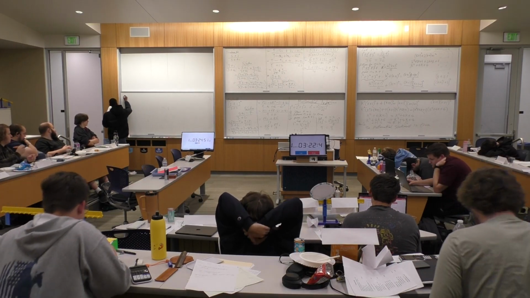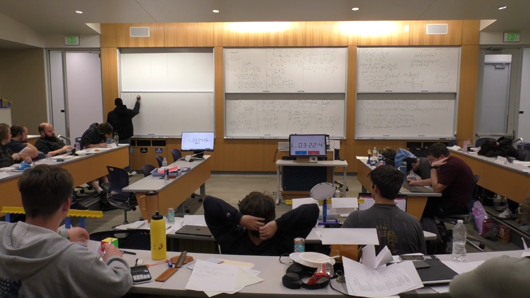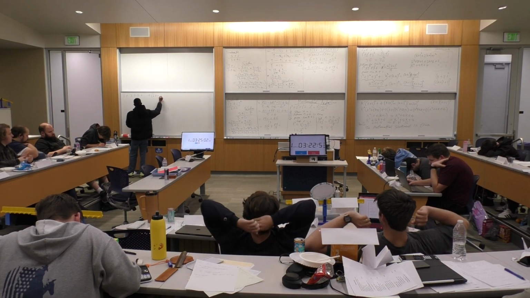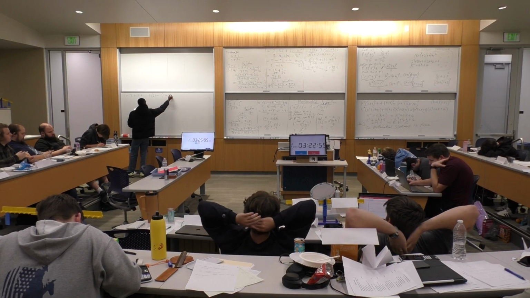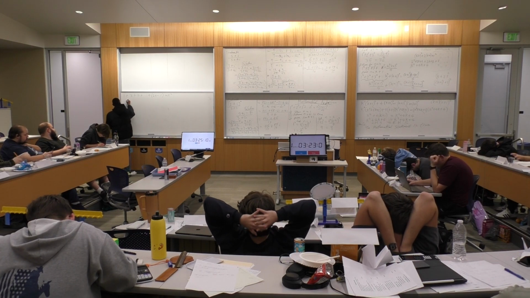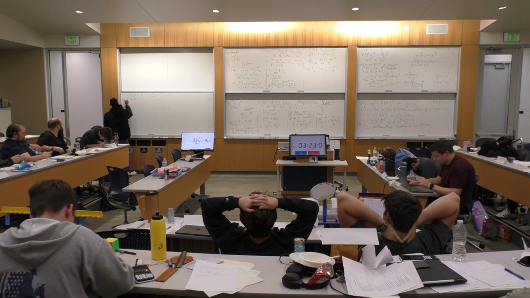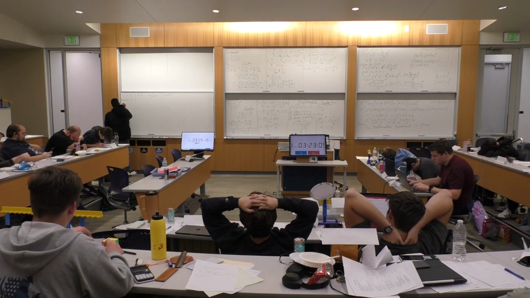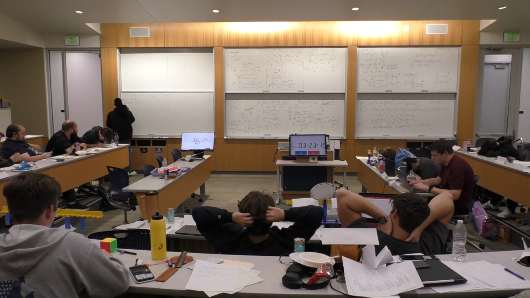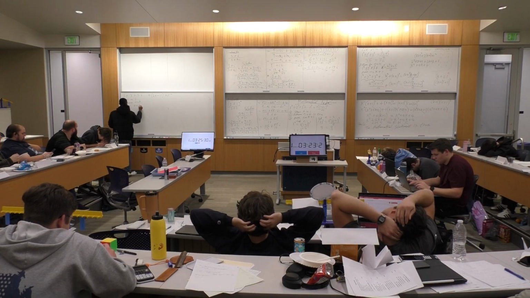So, given 1 plus 3 plus 5 up to 2n minus 1 equals n squared, you have to solve this using mathematical induction. Step 1, show for n equal to 1. Step 2, assume for n equal to k. Step 3, prove for n equal to k plus 1.